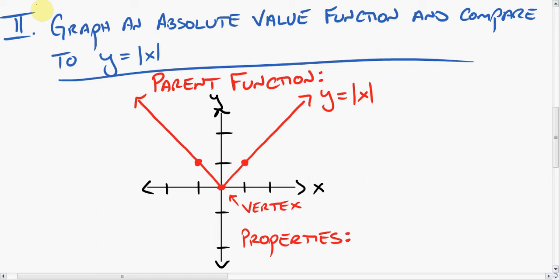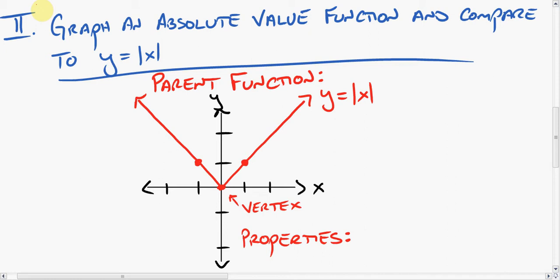This is section 2.7 part 2, where we're going to graph an absolute value function and compare it to the parent function y equals the absolute value of x. If you remember back in section 2.3, we compared our graphs of lines, linear functions, to the parent function y equals x, which was the most basic linear function.